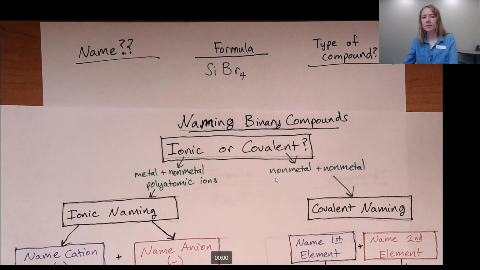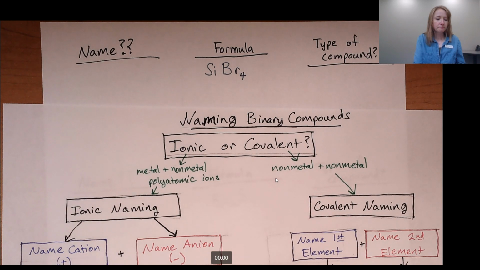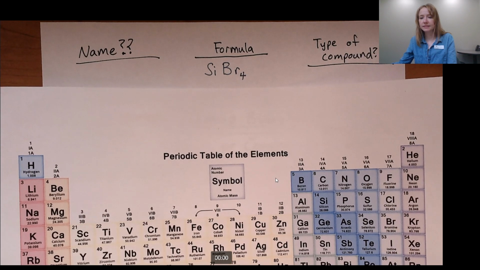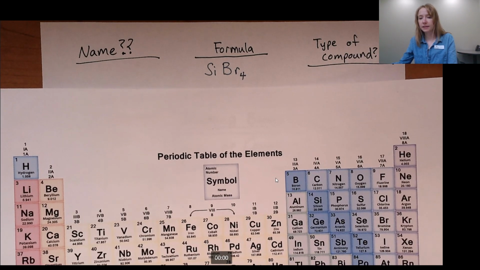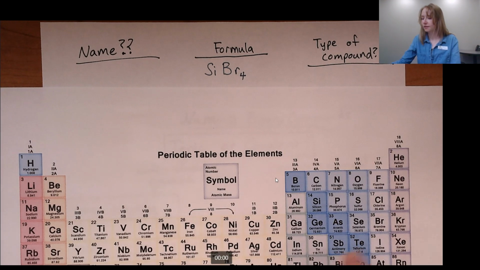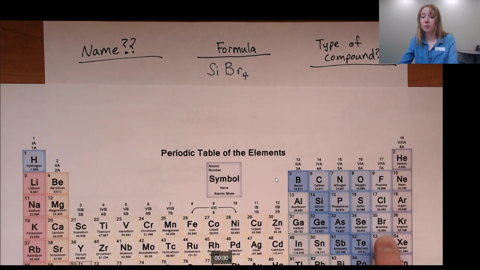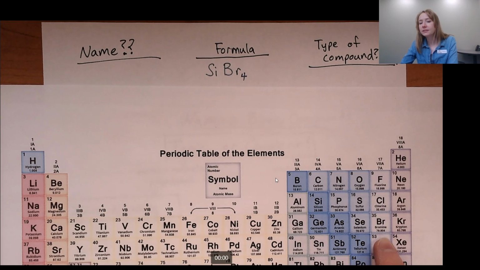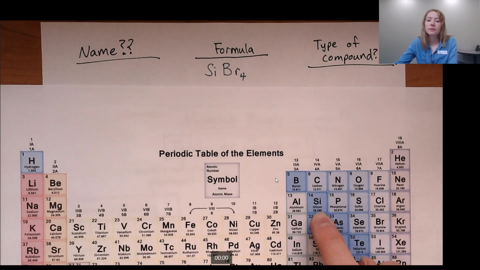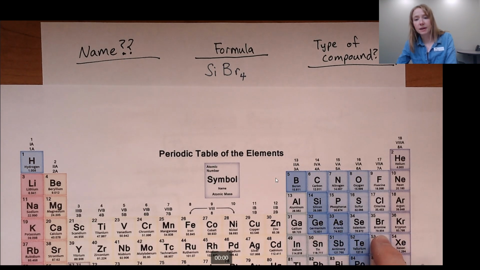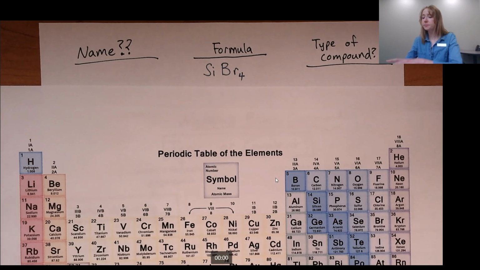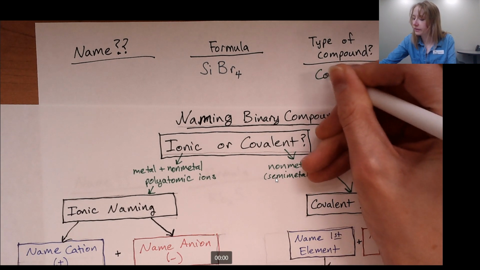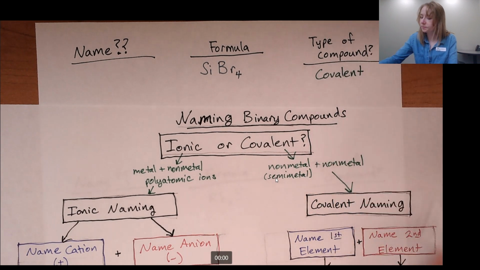And so for this compound, how am I going to determine that? Well, that's where the periodic table is going to come in. And so we need to locate silicon and bromine on the periodic table. So there's silicon. There's bromine. So these are both on the right side of the table. Bromine is a nonmetal. Silicon is a semimetal or a metalloid, but that when combined with a nonmetal is going to give us a covalent compound. So we know that we're going to need to use our covalent naming structure. And I'm also here going to fill this out that we have a covalent compound.